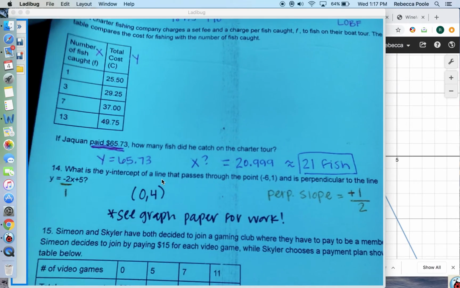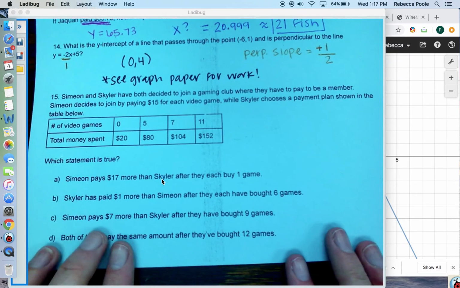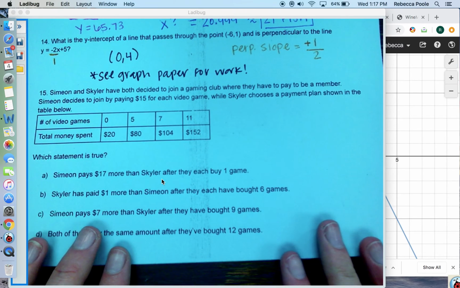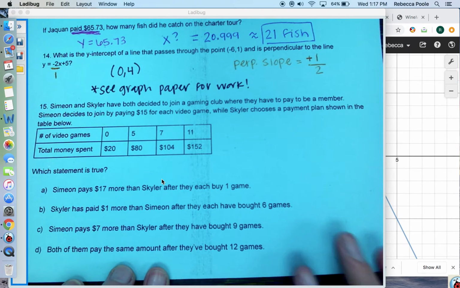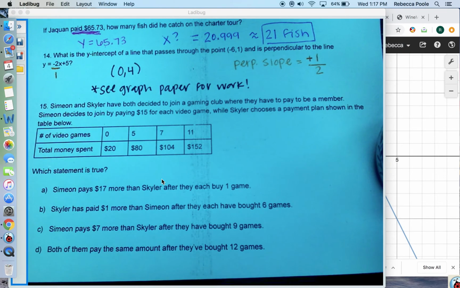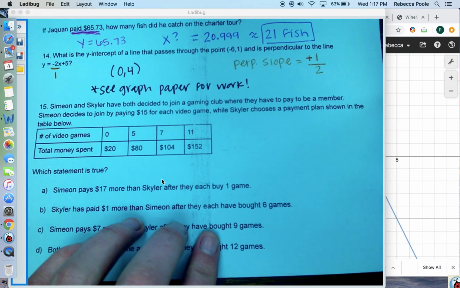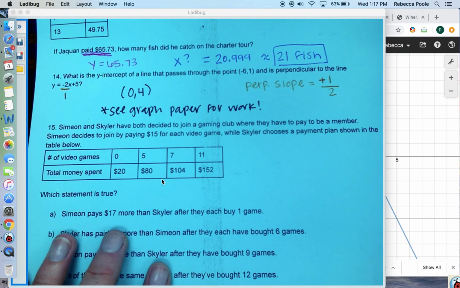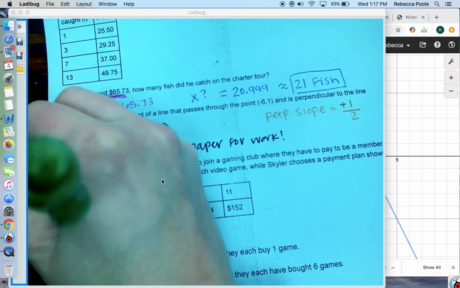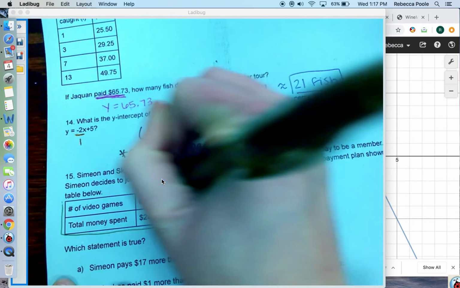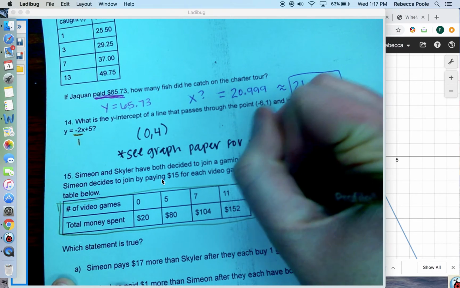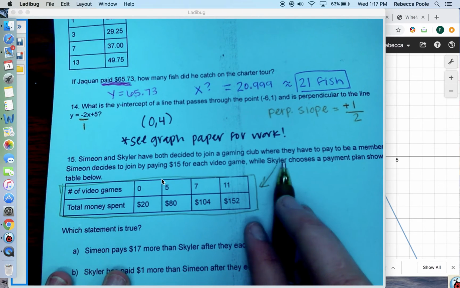All right. So last but not least, Simeon and Skylar have both decided to join a gaming club where they have to pay to be a member. Simeon, let me put this here. Simeon decides to join by paying $15 for each video game, while Skylar chooses a payment plan shown in the table below. Okay. So, this table is for Skylar. So that table shows Skylar's plan.